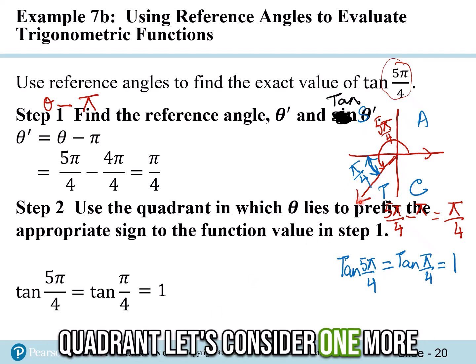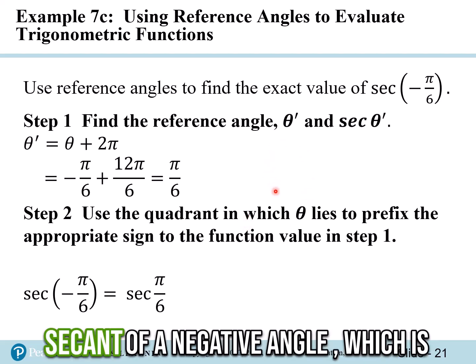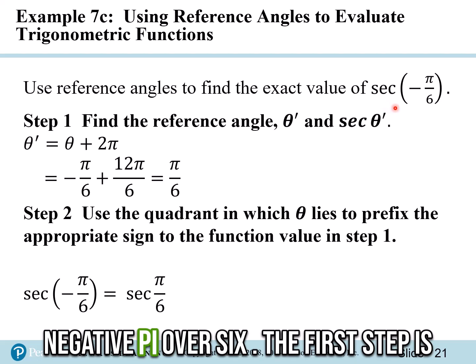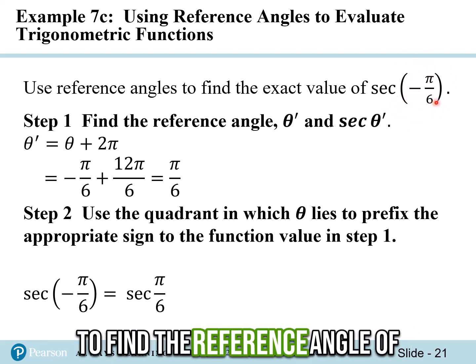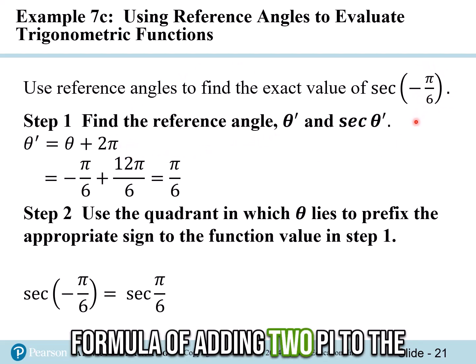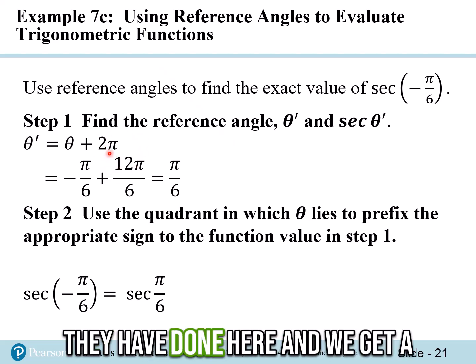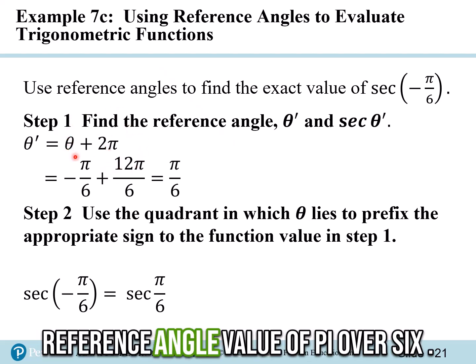Let's consider one more example, this time to find the secant of a negative angle, which is negative pi over 6. The first step is to find the reference angle of negative pi over 6 using the formula of adding 2 pi to the negative angle. And that's what they have done here. We get a reference angle value of pi over 6.